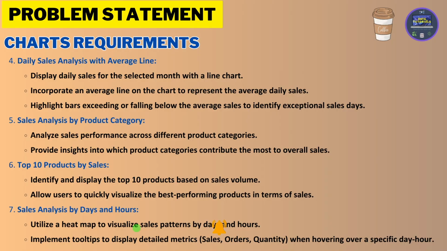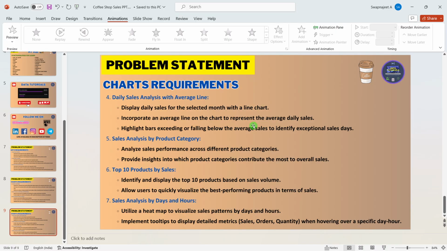And we will again implement a tooltip on this for us to show different sales orders and quantity, right? So this is an entire, I can say, high level problem statement which we have received from our client. So now we will quickly go through our data walkthrough.